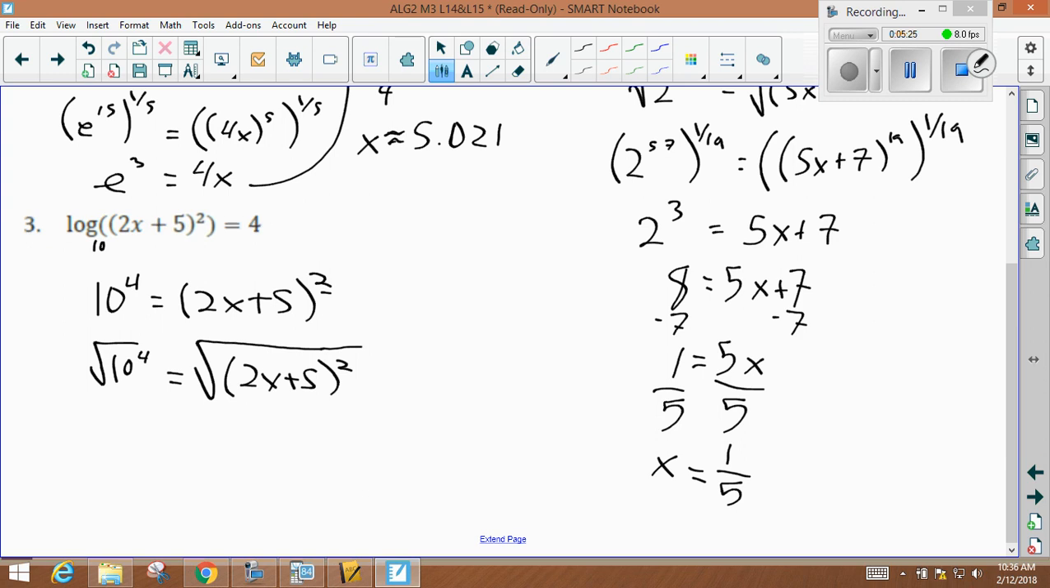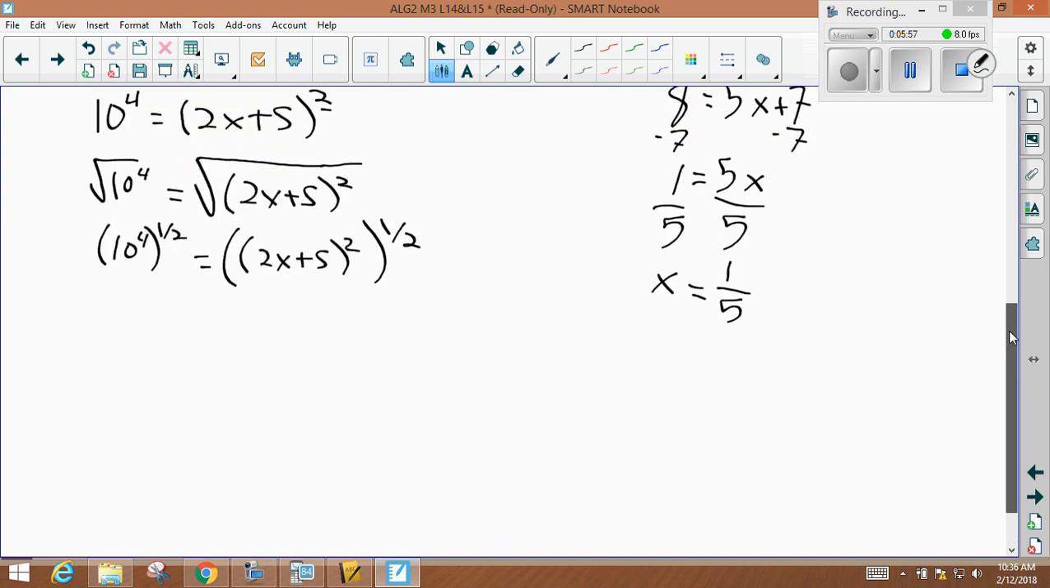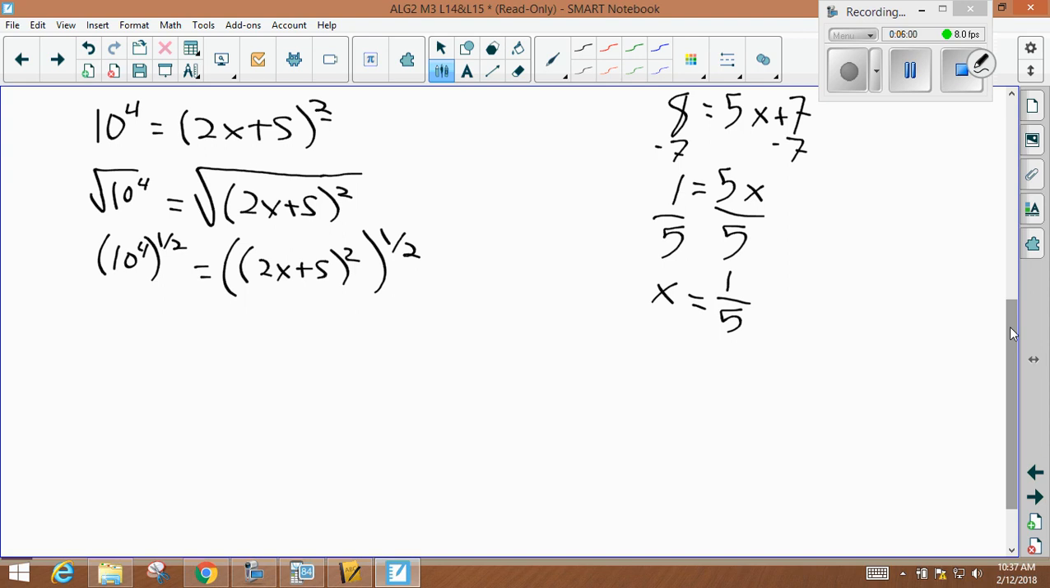And remember, if I don't put a number there, it means the square root, just like if I don't have a number in my log base, it means log base 10. So again, this becomes 10 to the 4 to the 1/2 power, and this becomes 2x plus 5 squared to the 1/2 power. Okay, I'll just multiply it out. I didn't do that with the other ones. Maybe that's a skip step that I shouldn't skip.